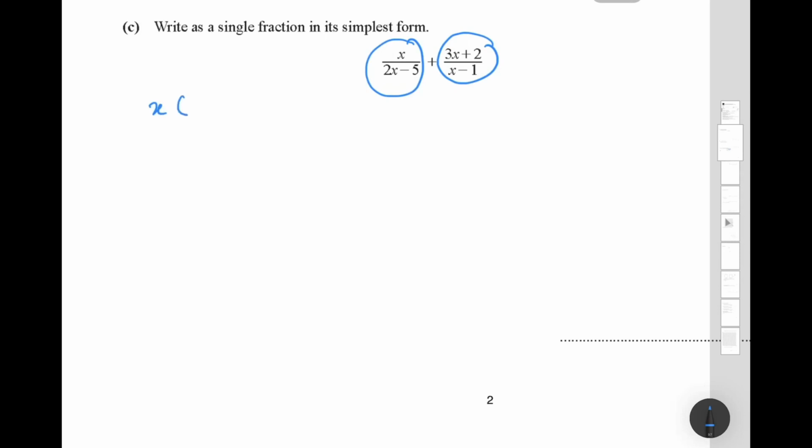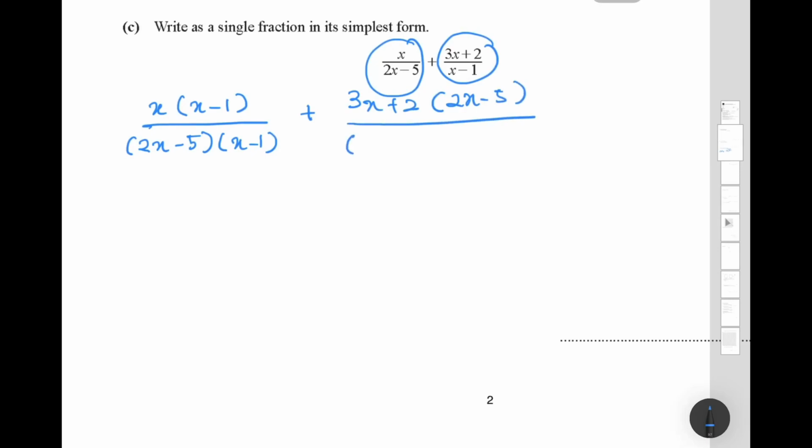So our first step is x, open bracket, x minus 1, over, open brackets, 2x minus 5 multiplied by x minus 1 as well. Now we plus this with 3x plus 2, open brackets, 2x minus 5 over, and then x plus, x.